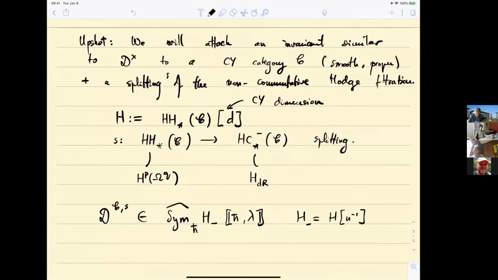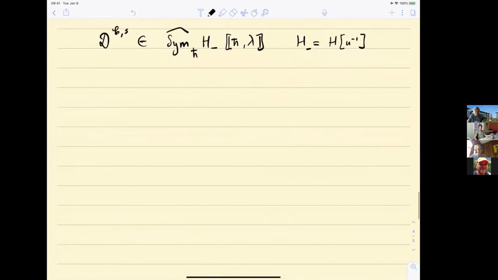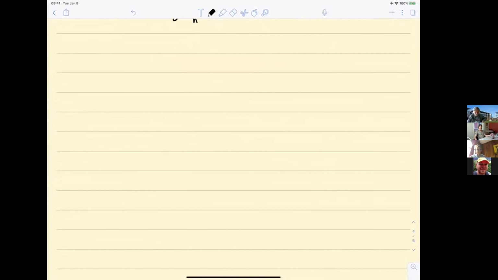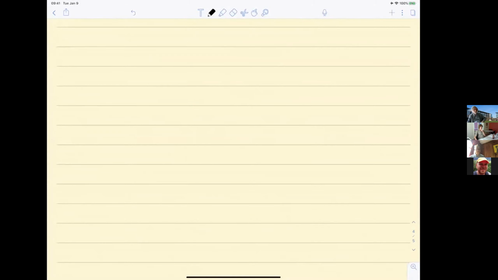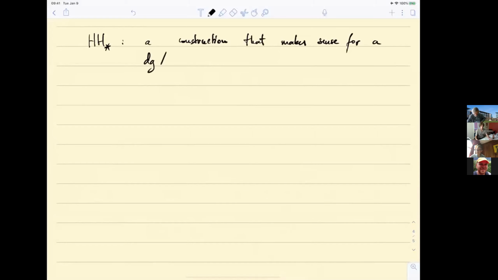All right, so before we begin trying to construct this thing, I'm going to have to talk a little bit about Hochschild and cyclic homology and recall some stuff that we have. So let's begin with Hochschild homology. This is a construction that makes sense for a category, for a, let's say, DG or A infinity category.